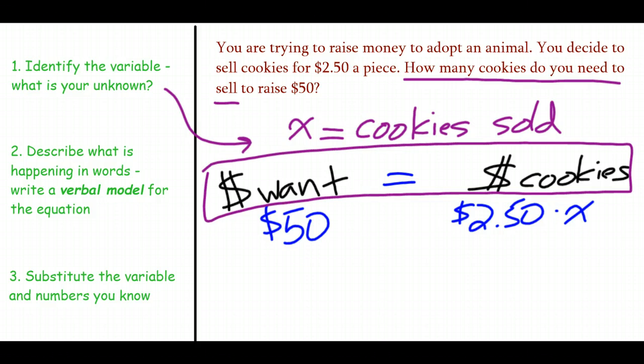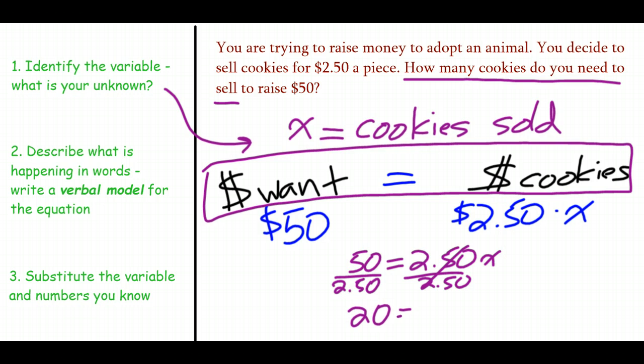We want to make $50, and we make $2.50 per cookie, so we have 50 equals 2.50 times x. Now we solve, divide by 2.50 on each side, and get 20 is equal to x. You need to sell 20 cookies to make $50. Let's take a look at an equation that's a little bit more complicated now.